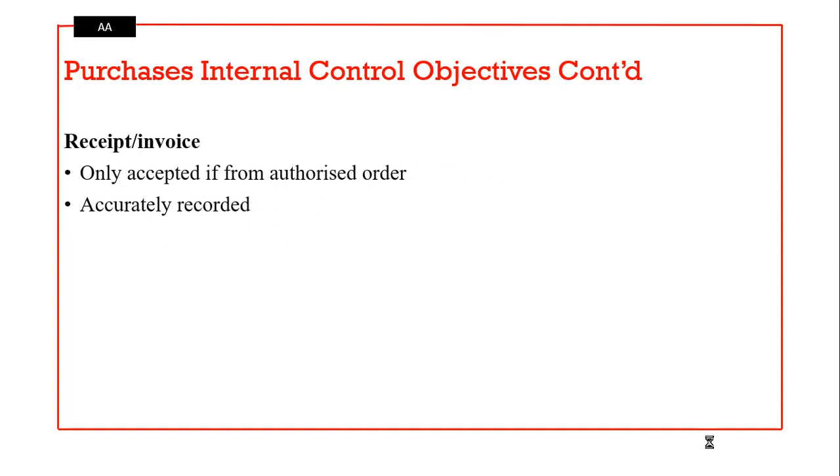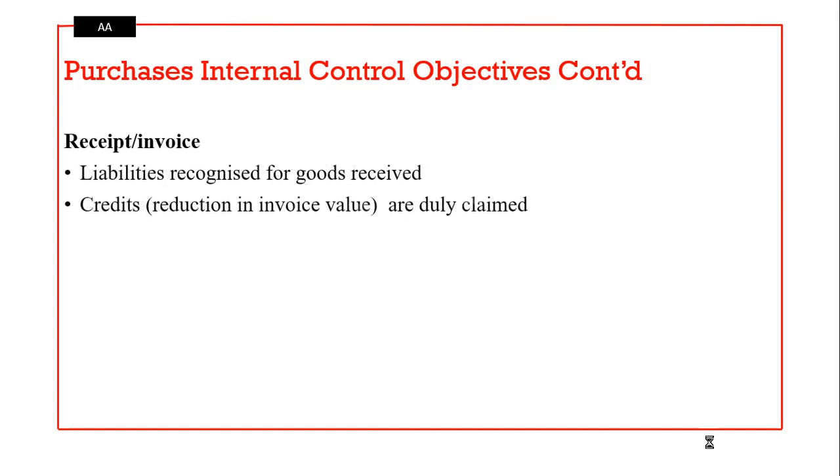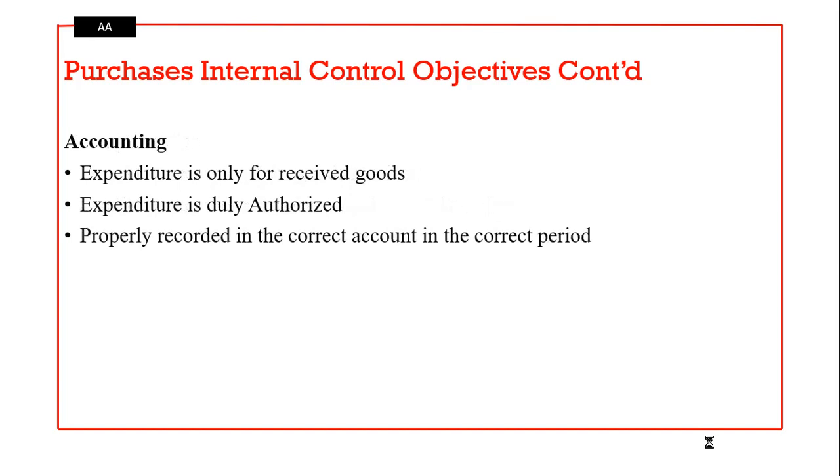Okay, under receipts, we are still under objectives. We should only accept purchases for authorized orders, and then these should be accurately recorded. Under receipts and invoices, liabilities should be recognized for goods that have been received, and then credits should be duly claimed. Remember that if you are oversupplied or indeed you are overcharged, you need to claim for your credit.